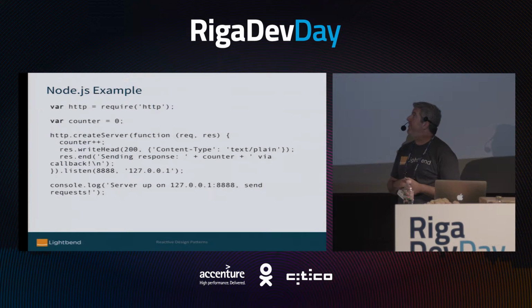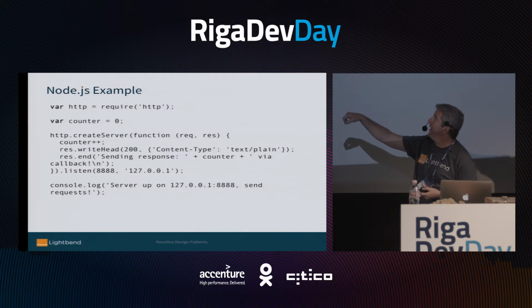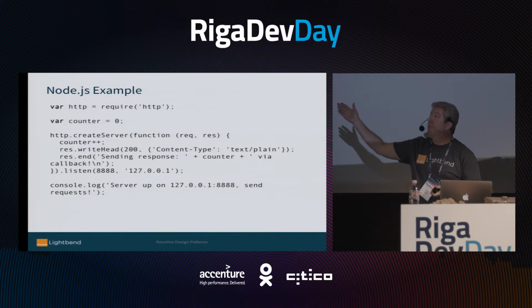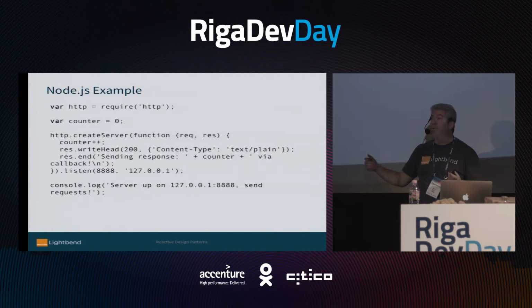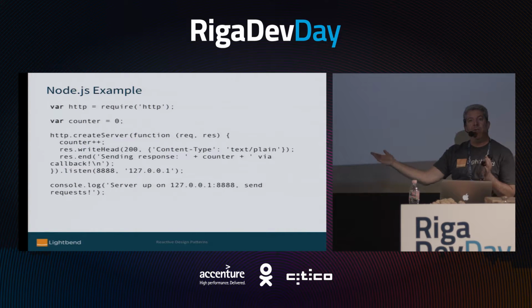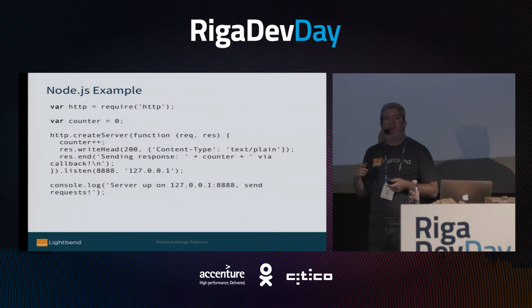Now, a simple Node.js example here would be just to have a counter to show a value for every time a request came in. And you can see here I've just got a counter set to 0, and I create a server here using this HTTP library. I increment the counter, I write out a 200 response, and I want to show this text here with sending a response of the counter value. And then I start up the server. I've defined the behavior I want, and I start up the server saying what port to listen on and what host. And then I log out that it's up and running.